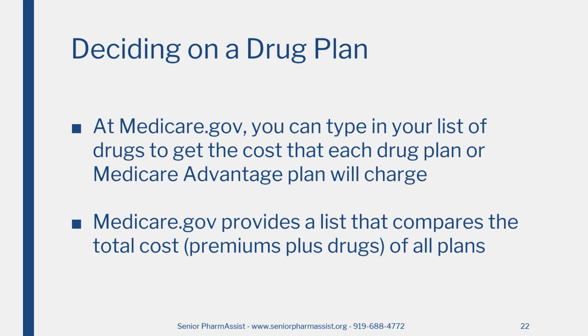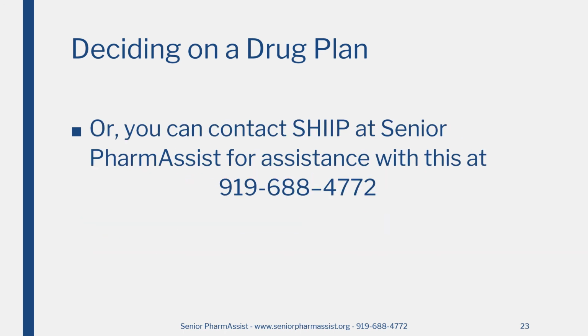At Medicare.gov, you can type in your list of drugs to get the cost that each drug plan or Medicare Advantage plan will charge. You will need the name of your drug and your dosage. Medicare.gov provides a list that compares the total cost, premiums plus drugs, of all plans. You can also contact SHIP at Senior Pharmacist for assistance with plan selection at 919-688-4772. A certified counselor will help you navigate the Medicare system so you make the best choice for you.